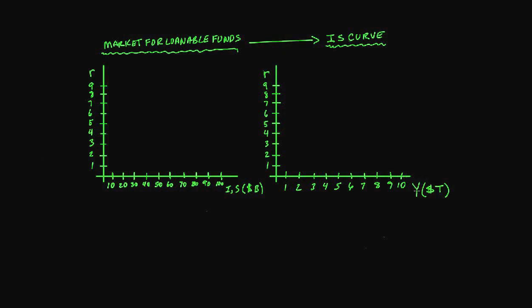Because income in the whole economy should be much larger than any quantity of investment or savings, I've depicted this in trillions. And for convenience, I've just used simple numbers. So 1 trillion, 2 trillion, 3 trillion, all the way up to $10 trillion. So these are my two quadrants.